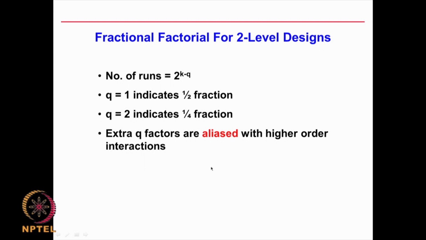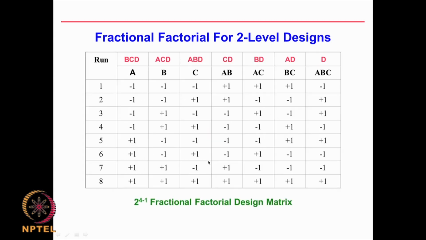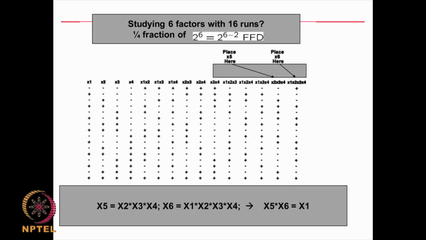Extra q factors are aliased with higher order interactions, we will talk about it later. So, this is called a 2 raised to k minus q, or 2 raised to 4 minus 1 design. This is a half fractional factorial design for 4 parameters. So, instead of 16 experiments I am doing only 8 experiments in this particular case.